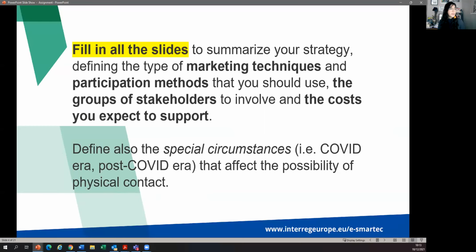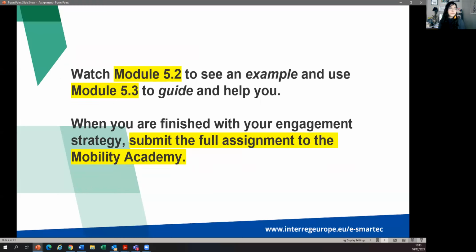To make it a little bit spicier, we also decided that you need to indicate if there are special circumstances affecting your methods and techniques. For example, COVID. If you do an online event, obviously COVID is not going to have a big impact, but if you want to do a public event, then it may. So you need to really identify these and indicate them when necessary.